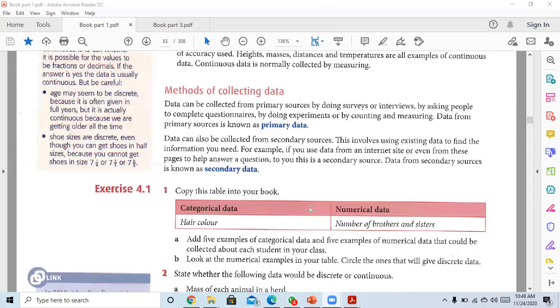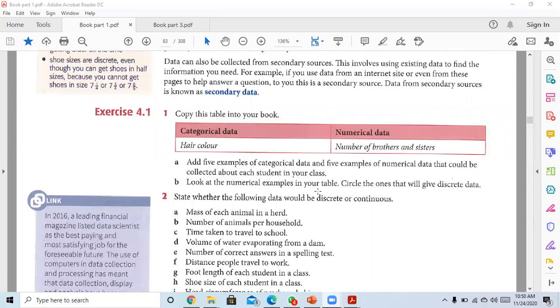So what is secondary data? If you collect data from secondary sources, it involves using existing data to find the information you need. For example, if you use data from an internet site, this is secondary data. It is the same data taken from somewhere else. Nowadays it is most common that you can find any data on the internet, even pages that help you answer questions. These are secondary data.